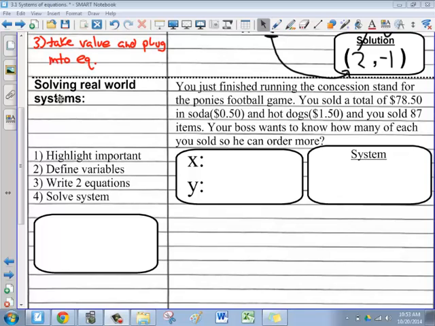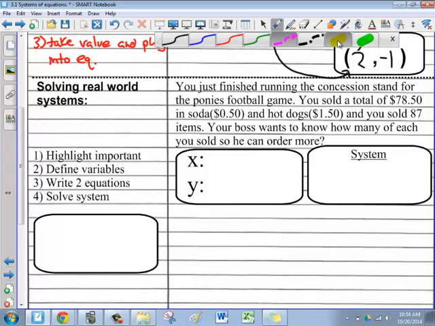Time to see how we can apply systems of equations to the real world. So we are going to solve a real world system of equations right here. I have a bunch of steps that you would want to fill in. First, you need to highlight important information from the scenario. So let's just read the scenario and highlight this important information.